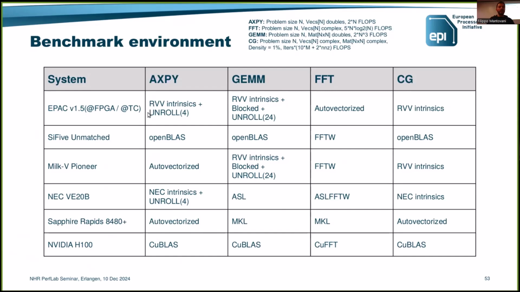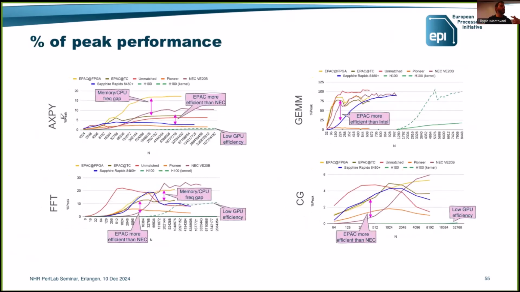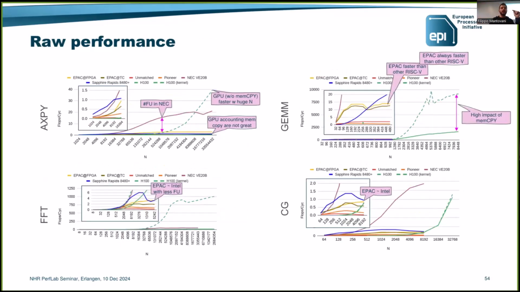We took the best performing version of this code. Don't worry about whether it can be auto-vectorized, or with intrinsics, whatever. We ran it on all these platforms, and here we report the performance in flop per cycle, and in the following slide we have the percentage of the peak, of the theoretical peak of the machine. If we look at the flop per cycle, on the x-axis usually you have the size of the problem that you are computing, and on the y-axis you always have the flop per cycle.